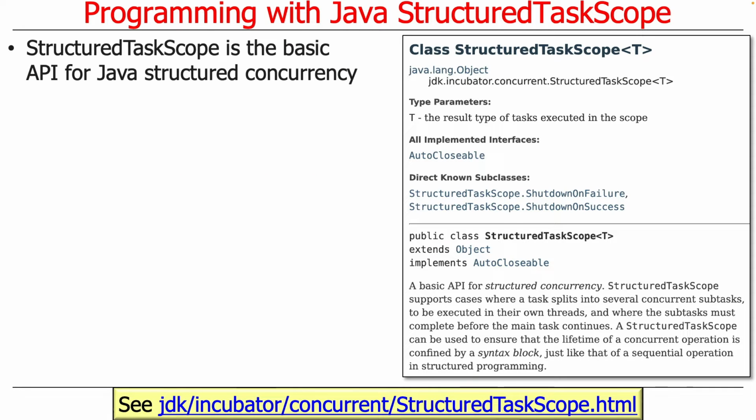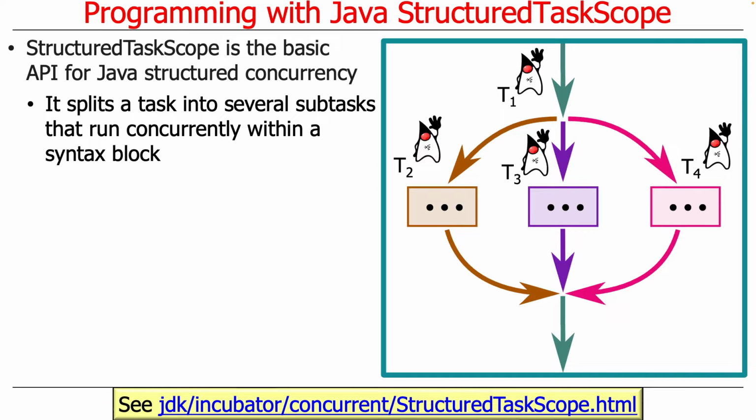So what is Java StructuredTaskScope? As we've talked a bit about before, it's the basic foundation for Java structured concurrency. And as we've also talked about before, it's used to split a task into several subtasks that can run concurrently within a syntactic block. Remember, the whole point of structured concurrency is to get more control over the way in which tasks are created and run, and they all have to exit the scope at the same time, or when the scope is left, there's nothing left running, in accordance with the principles of structured programming, which we've also talked about a bit. That's the classic stuff from the 1970s about if statements and while loops and functions and so on.